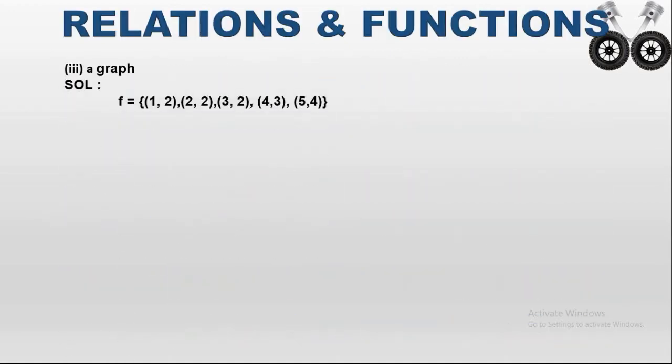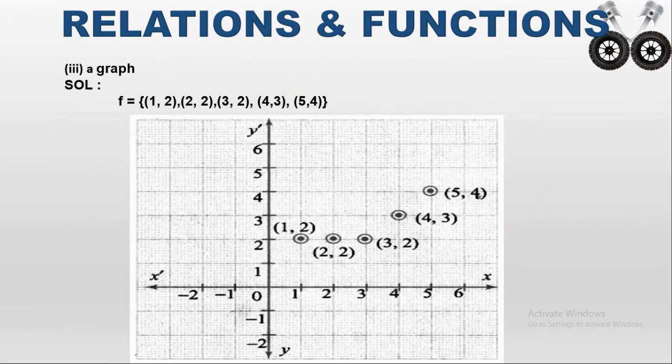Next one is a graph. For the function we have to plot the graph. So what is the first ordered pair? 1, 2. So that is x value is 1 and y value is 2. So here the x value is 1 and y value is 2. These two meet at this point. So this is the plotting area for 1, 2.